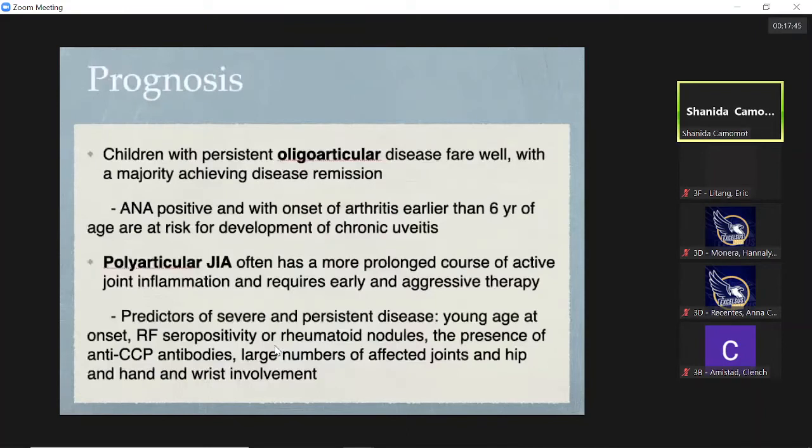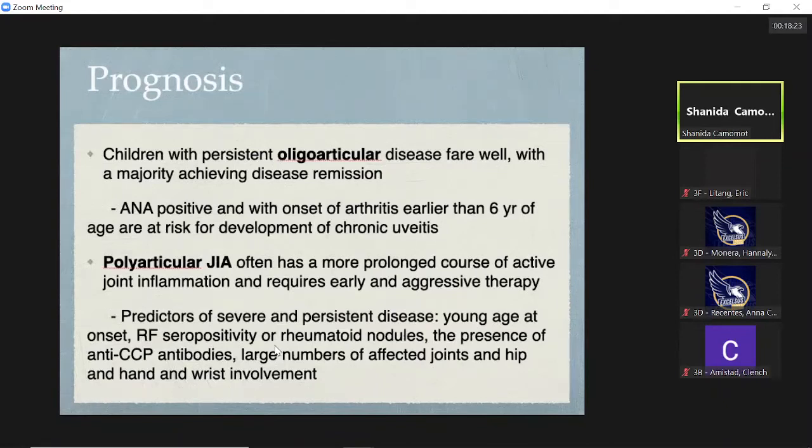So what's the prognosis of JIA in general? Children with persistent oligoarticular disease fare well, with a majority achieving disease remission. Those with ANA positivity and onset of arthritis earlier than 6 years of age are at risk for development of chronic uveitis. Polyarticular JIA often has a more prolonged course of active joint inflammation and requires early and aggressive therapy.